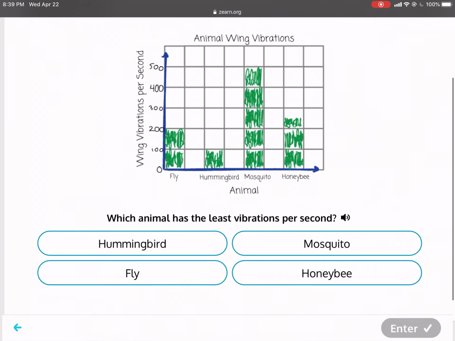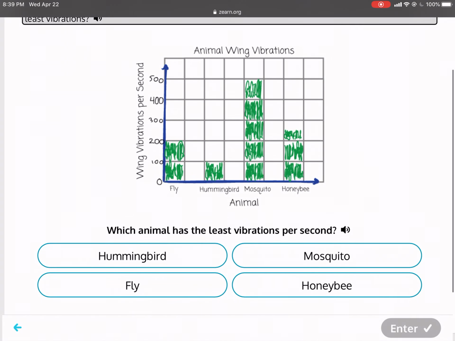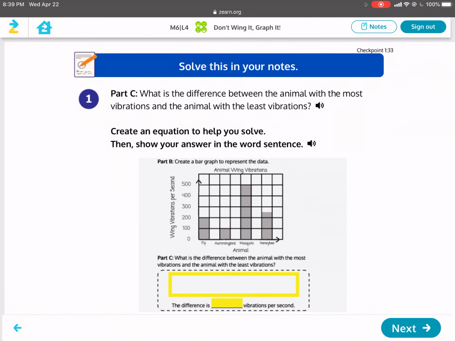Which animal has the least vibrations per second? You can look at my graph again, and I see the hummingbird has the smallest bar, so I know that it has the least vibrations per second.